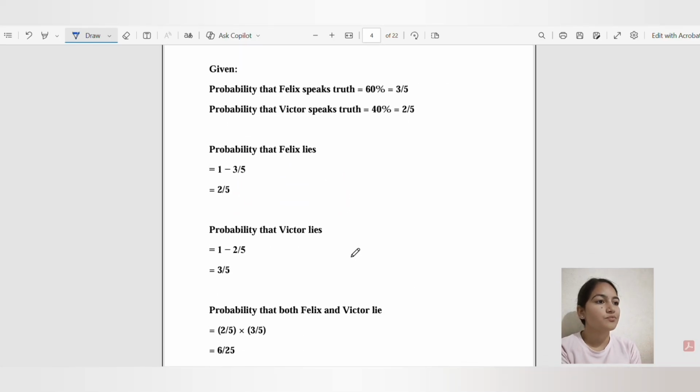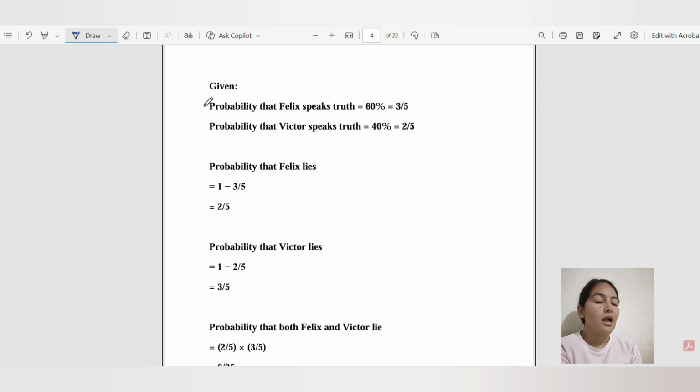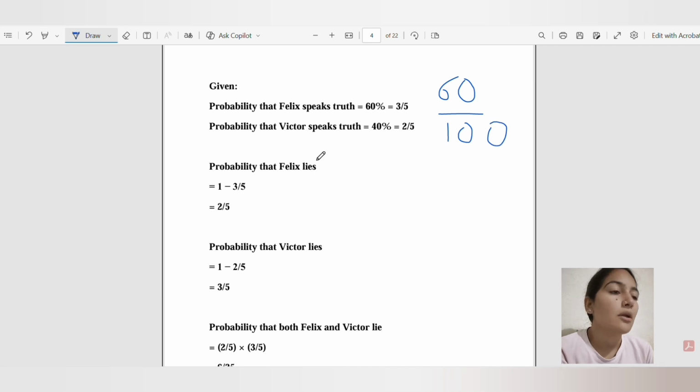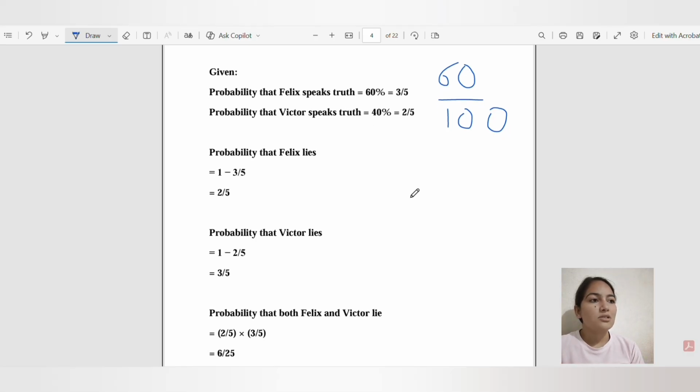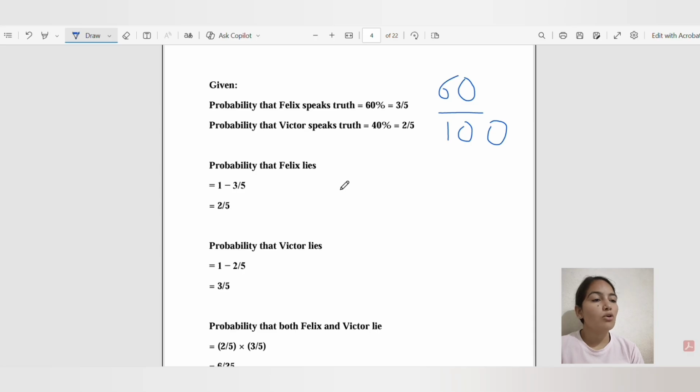These are your options. So for this we have to find the probability that Felix speaks truth, given as 60%, and 60% is equal to 3 by 5. How to write it: 60 upon 100, and when you solve this it gives you 3 by 5. And the probability that Victor speaks truth is 40%, so we can write 40% as 2 by 5.